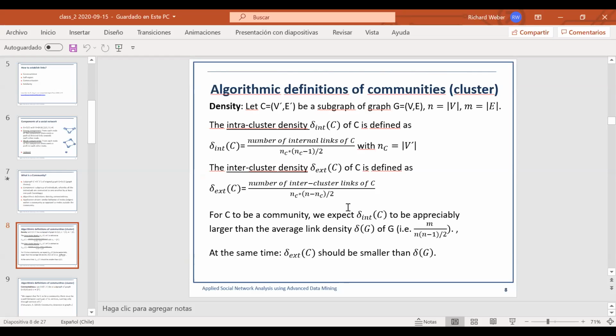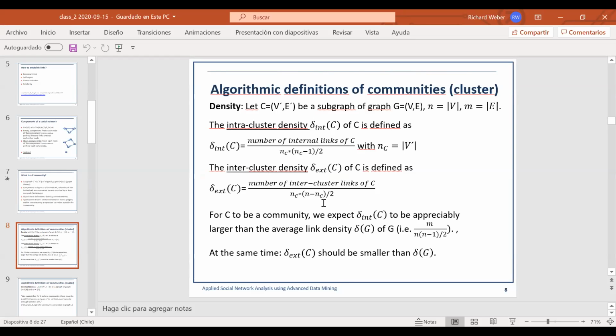Okay, so we have two notions of density. Intracluster density means density within the community. Intercluster density means the density of links that leave our community. Questions so far?